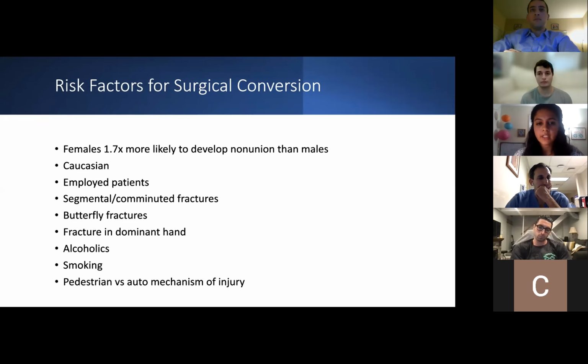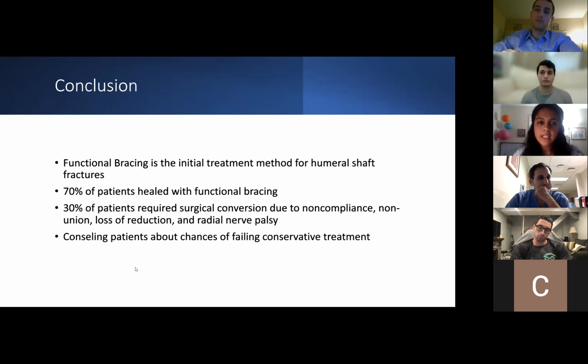And pedestrian versus auto was really the highest risk for surgical conversion. So for conclusion, given that 70% of these patients ended up healing with a functional bracing, their recommendation is to first do functional bracing as the initial treatment for the humeral shaft fractures. And then because 30% of their patients did require surgical conversion due to those 4 major reasons, we just need to counsel patients about their chances of failing conservative treatment, especially if they have those given risk factors.